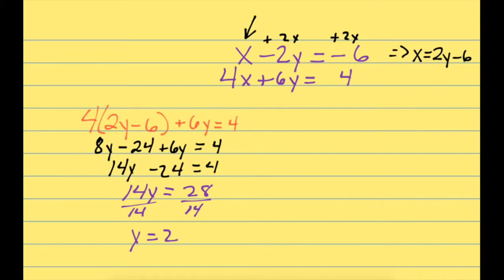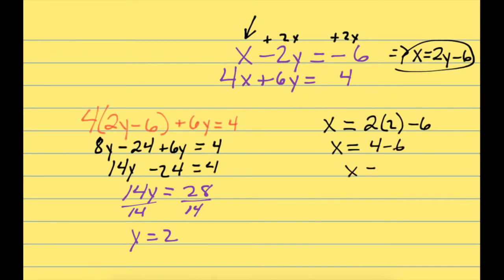So then I want to plug that into one of the other equations to get x. Now the easiest one to plug it into is always going to be this one that I've rearranged here, because that already has x in terms of y. So when I plug 2 in for y, that gives me the least amount of work possible. It tells me that x equals negative 2.